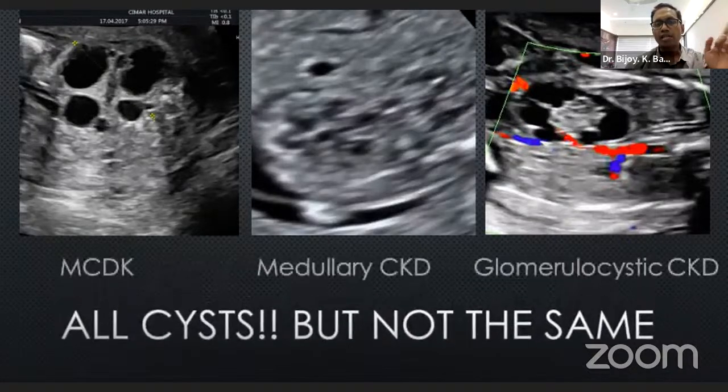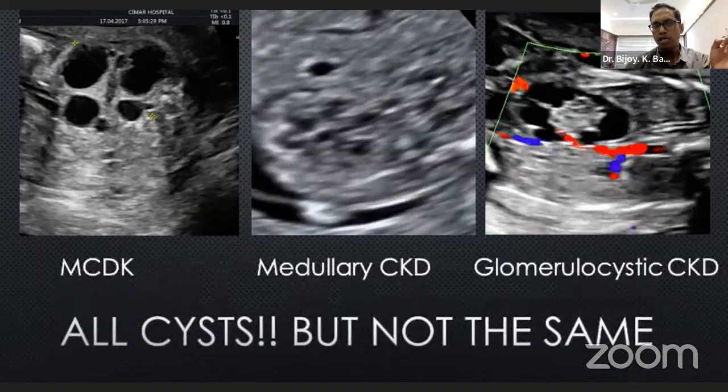The one on the left-hand side was yes MCDK because the reniform shape is lost and you're seeing large non-communicating cysts. The one in the center shows cysts in the medullary region is medullary cystic kidney disease, and therefore you should be worried about what? Meckel-Gruber's, Bardet-Biedl, Joubert, and all those syndromes.